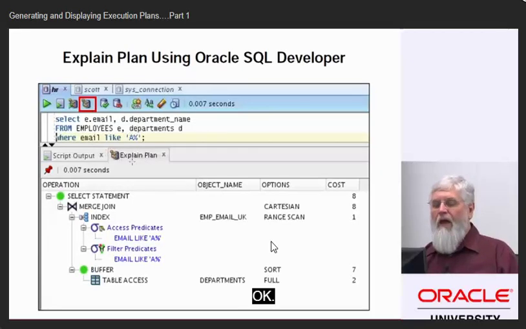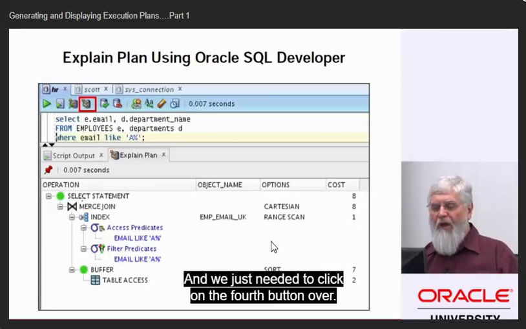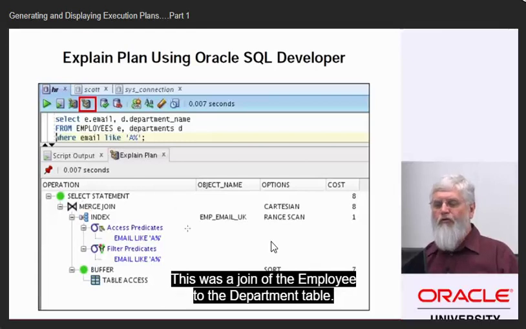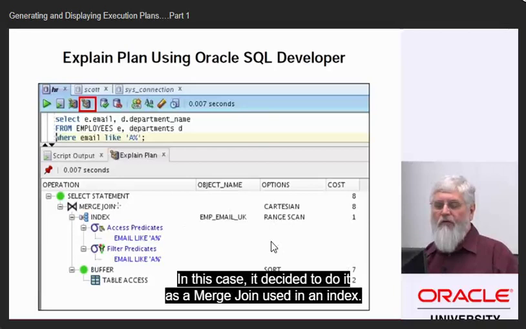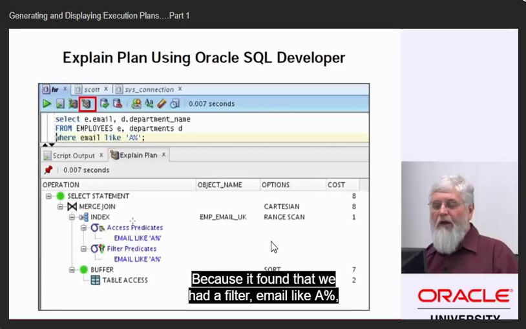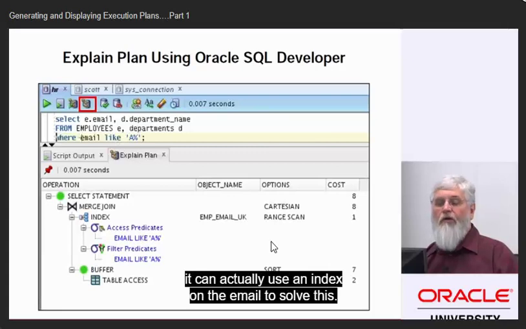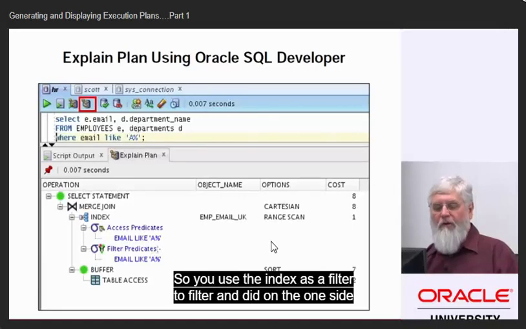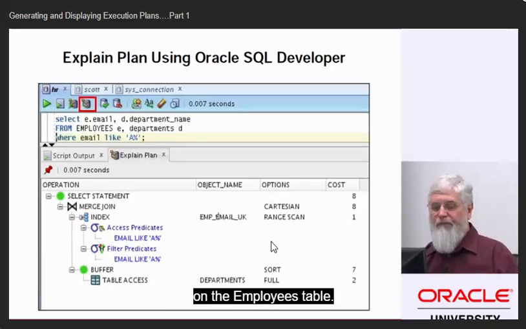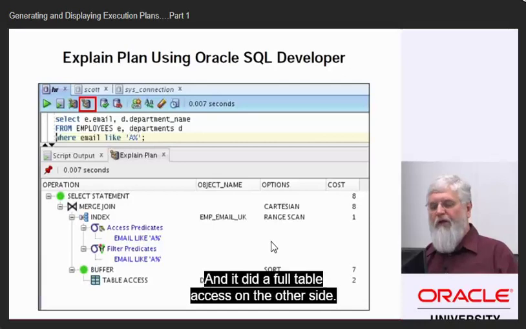In this case, it decided to do it as a merge join using an index because it found that we had a filter, email like a %. It can actually use an index on the email to solve this. So it used the index as a filter on the one side on the employees table, and it did a full table access on the other side. Okay, and by using this index, it was able to get the data sorted, to do the sort merge on one side so it didn't have to sort it.